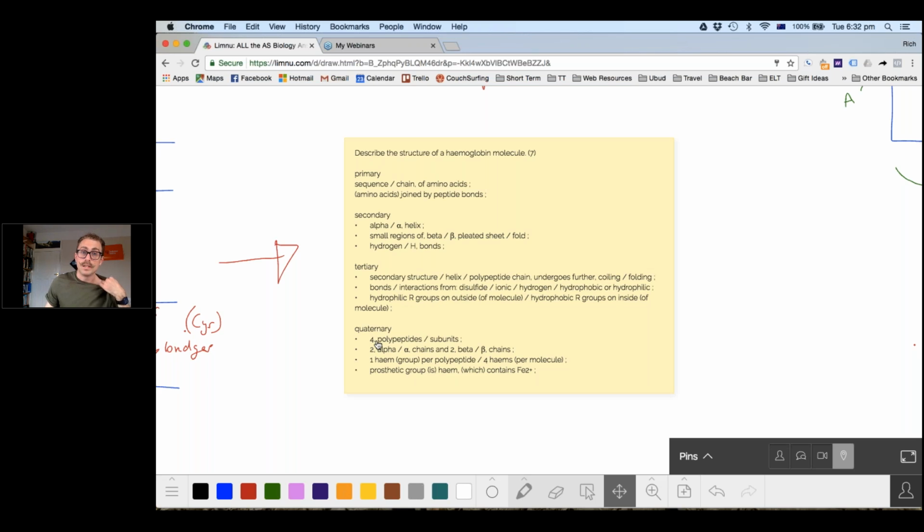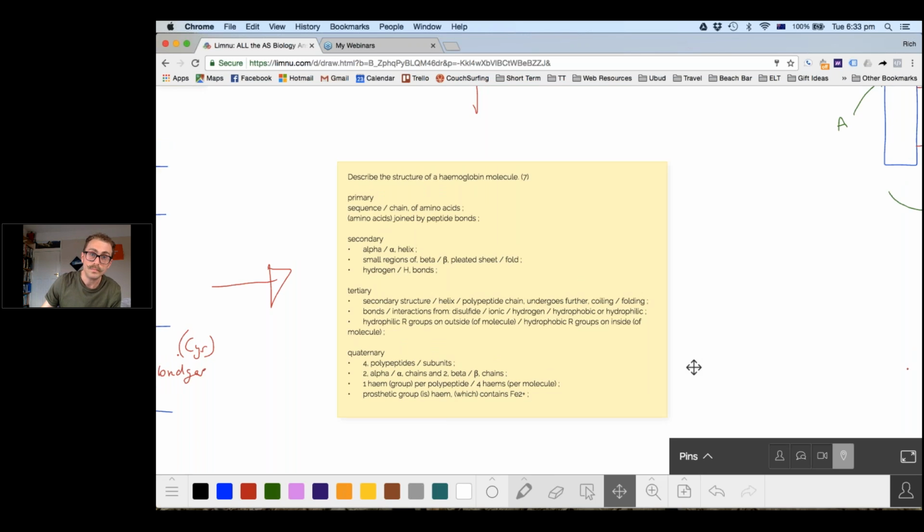Quaternary structure, well, this is hemoglobin. It's a quaternary structure. OCR are required to know the specific structure of it. I think Edexcel too, in the globular proteins section. AQA, don't worry too much if you don't know the ins and outs of hemoglobin. 4 polypeptide chains, as I drew them, 2 alpha, 2 beta chains, 1 heme group, and it's a prosthetic group again. Prosthetic, don't stress if you're AQA, it's not in your specification.